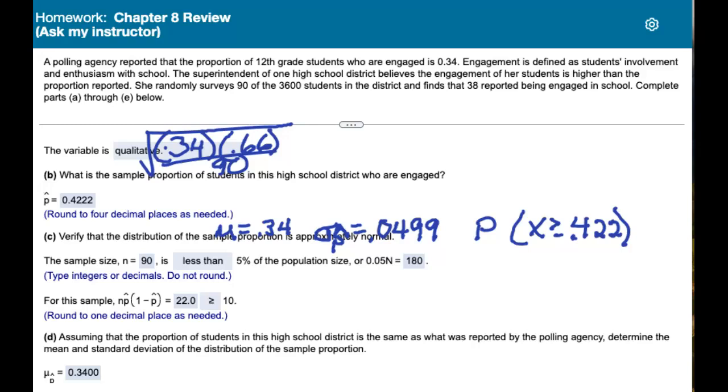Then we're supposed to be interpreting what this probability means. What this is saying is if we took 100 different random samples of 90 students out of those 3,600 students in the district, we would expect 5%, and 5% of 100 is 5, so we would expect 5 to have at least 38 students that are engaged. I hope this helps.